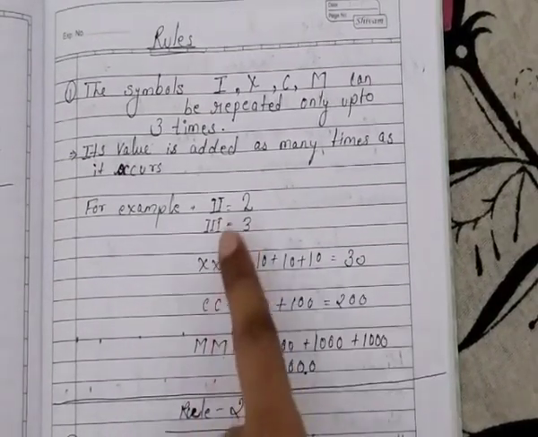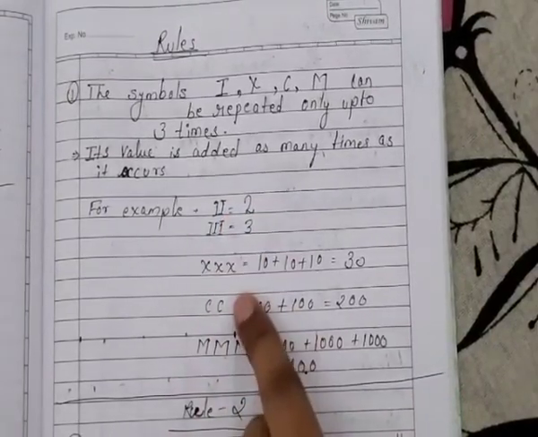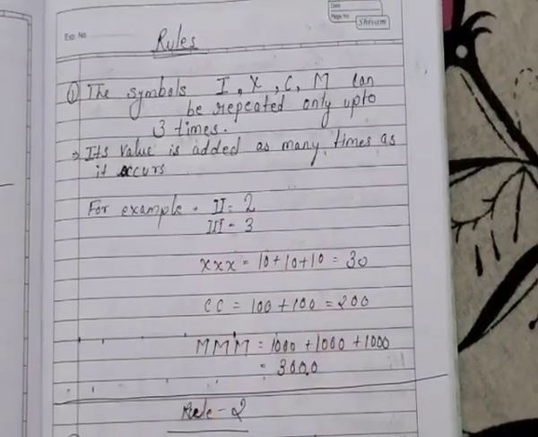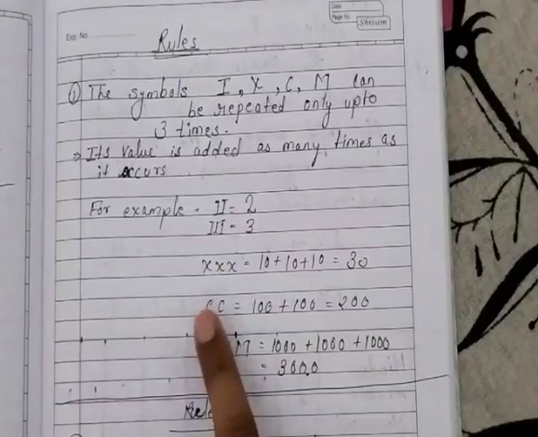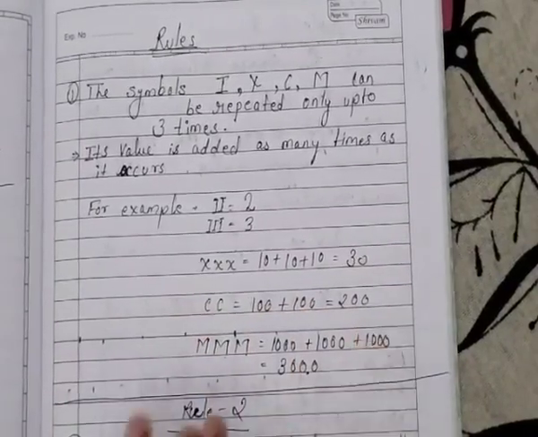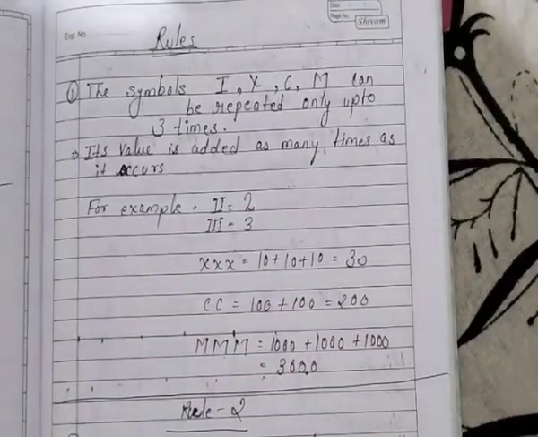Double I means 2, triple I means 3. Triple X means 10 plus 10 plus 10, that is X plus X plus X. X represents 10, so 10 plus 10 plus 10 is 30. Similarly, C represents 100, so double C means 100 plus 100, that is 200. Similarly, triple M means 3000. So this is the way you will add.